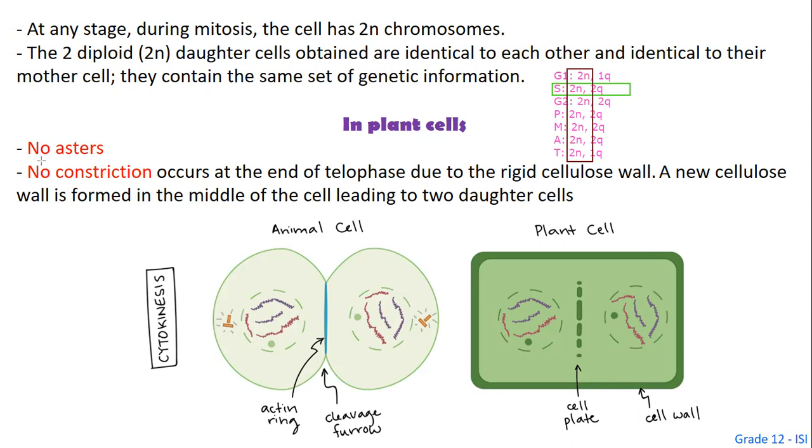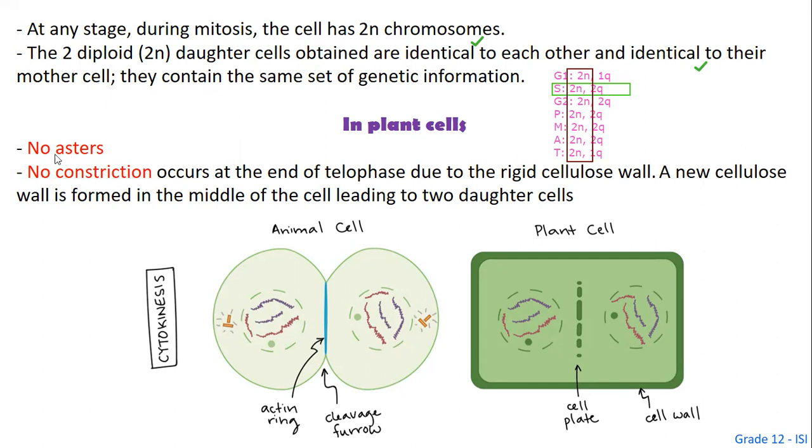Okay, this is why we say, look, in G1, we started with a cell with two chromosomes and one chromatid. And we ended with daughter cells with two chromosomes and one chromatid. The cells are identical to each other, and they are also identical to their mother cells.